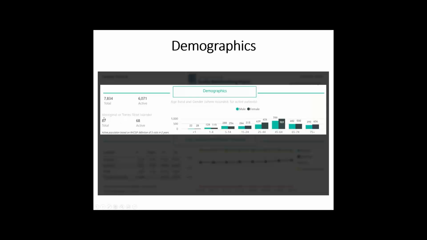Then beneath that we've got the Aboriginal or Torres Strait Islander practice population. So this practice has 87 Aboriginal or Torres Strait Islander patients, 68 of whom are active according to that RACGP definition. Then across to the right we have this bar chart which shows the breakdown of your practice population in terms of male and female, and also across the different age brackets.